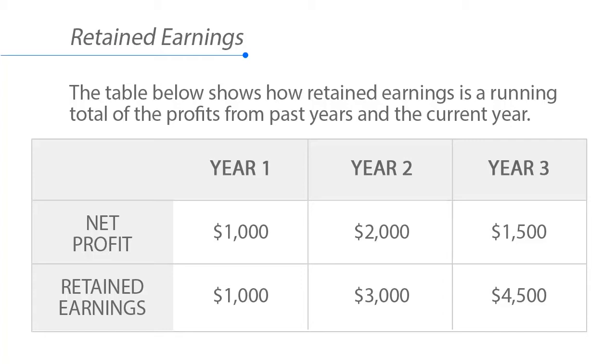Let's take a look at year one. We had a net profit of $1,000, which means our retained earnings is $1,000. In year two, we generated another net profit of $2,000. So we add that to our retained earnings of $1,000, which gives us a total retained earnings of $3,000. Then in year three, we generated $1,500 in profit. Add that to the $3,000 and we have $4,500 in retained earnings. This example shows profits that stayed within the business. They were retained. Let's look at an example of how dividends paid out will reduce retained earnings.